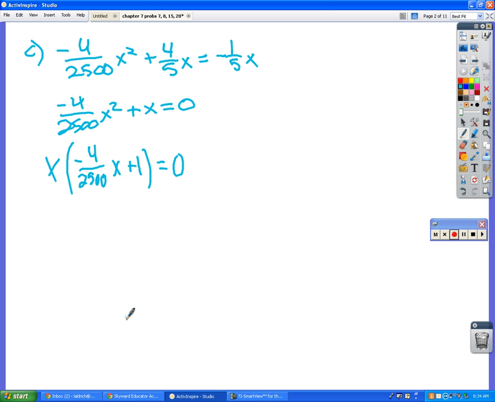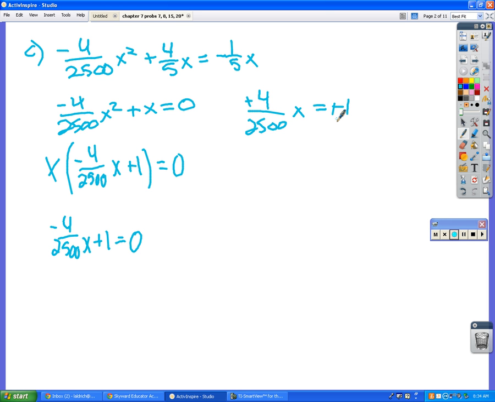This should make sense because the first answer I get is that x equals 0, which is because the balloon started on the ground. So that's where it started. The next answer I get is if I set this other factor equal to 0. What do I do from there? I subtract 1, make it positive. So negative 4 over 2500 x equals negative 1, and then you make them both positive.